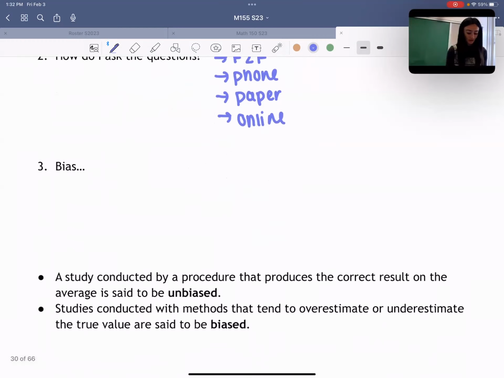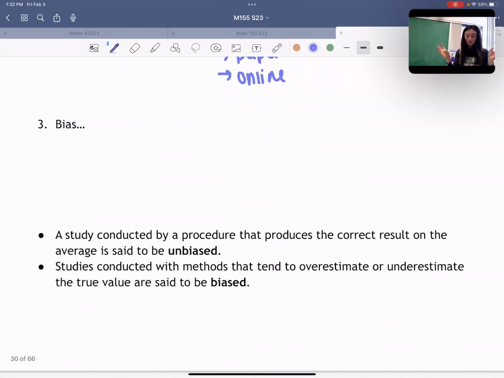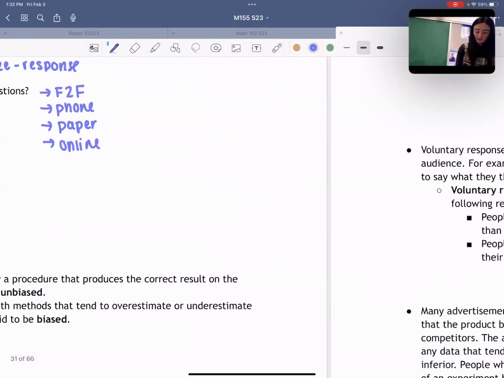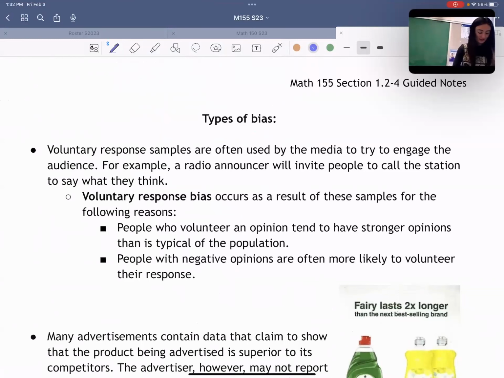Now I have the formal definition of bias. Basically, if you do a survey and it gets the correct answer, it's unbiased. If you do a survey and it's favoring something that isn't the correct answer, it's biased. Let's talk about types of bias. All right, let's go to the page.